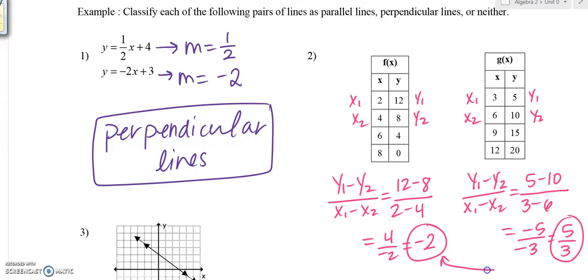Now, what I want to do is compare those two answers that I got. The first table, the first set of numbers, I got a slope of -2. The second table, I got a slope of 5 over 3. Are they opposites? Yes. One's negative, one's positive. However, are they reciprocals of each other? No. Okay, really those numbers kind of have nothing in common. So that means I'm going to have a situation where these are neither.